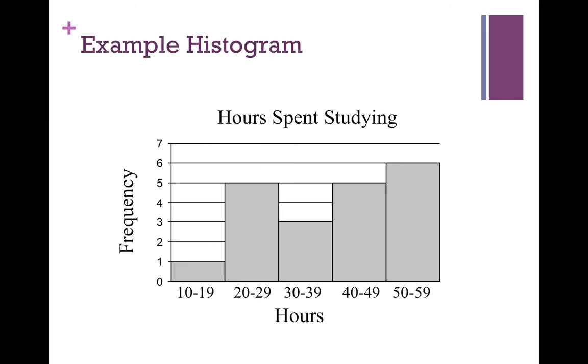I made sure to label everything. I have hours, that's what these numbers represent. Frequency, that's how many, that was our middle column, the frequency. The hours were, that's what their classes were, and then a title as well. So I made my frequency distribution, the table, and then I used that table to make this graphical representation called a histogram.